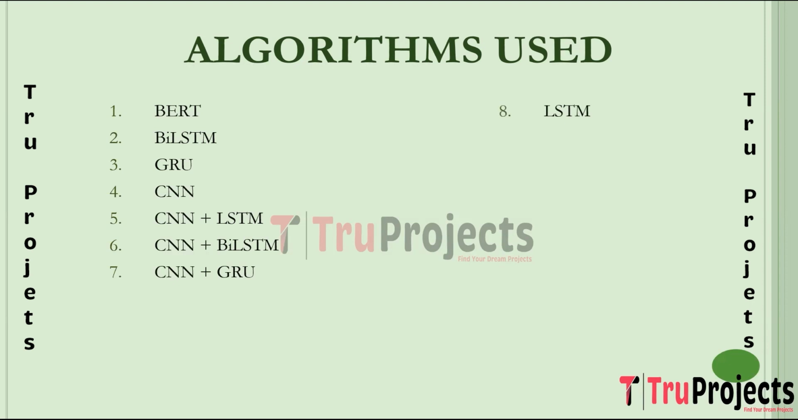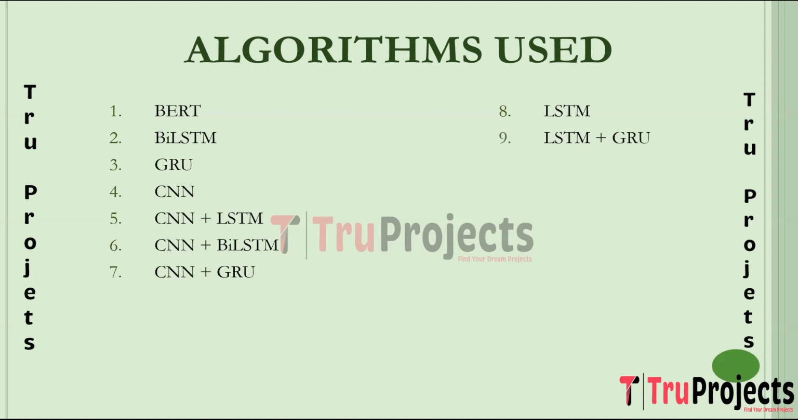The next algorithm is LSTM. LSTM, which is long short term memory, is a type of recurrent neural network designed to capture long term dependencies in sequential data by addressing the vanishing gradient problem. LSTM is employed for its ability to capture sequential dependencies in the text, contributing to the understanding of linguistic patterns in the tweet data.